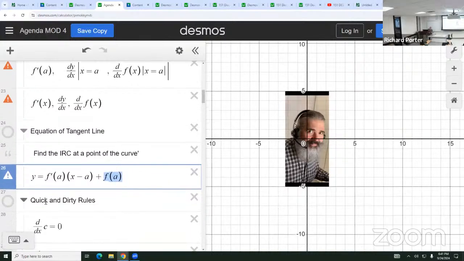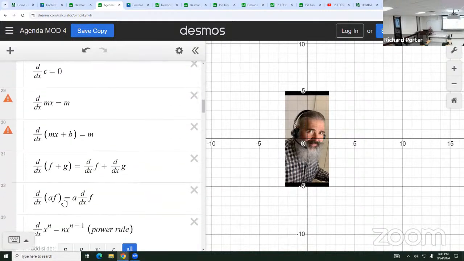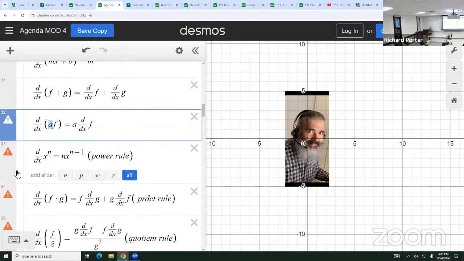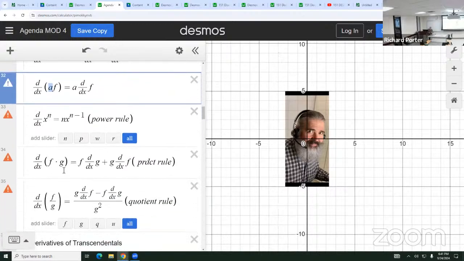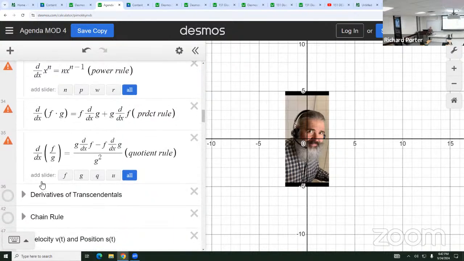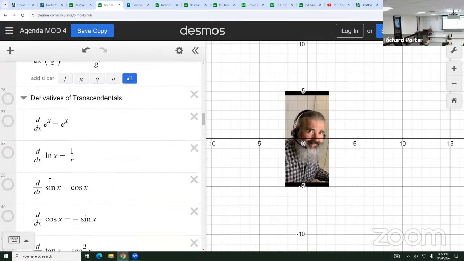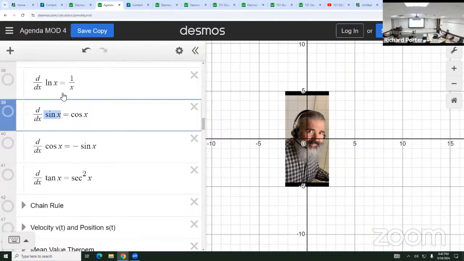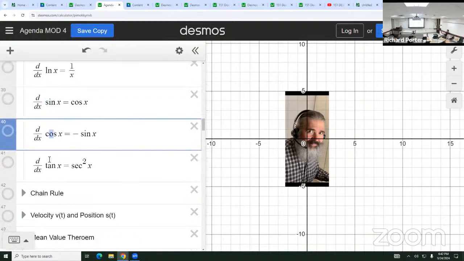And remember, we had quick and dirty rules: derivative of a constant, all of these things. There's the sum rule, the rule for a number in front, the power rule, the product rule, the quotient rule. Those are all things that we've done so far. Derivatives of transcendentals: e to the x, natural log of x, sine, cosine, tangent. You need to know the derivative of sine and the derivative of cosine.